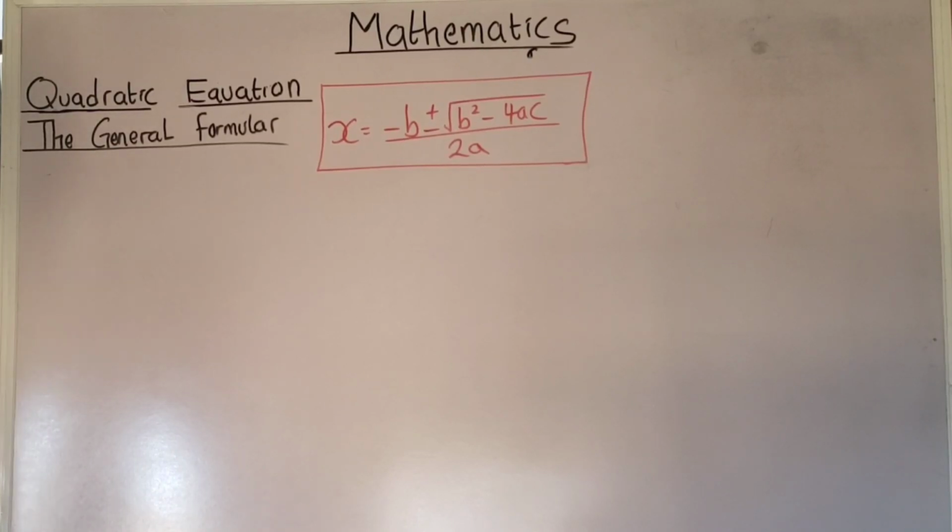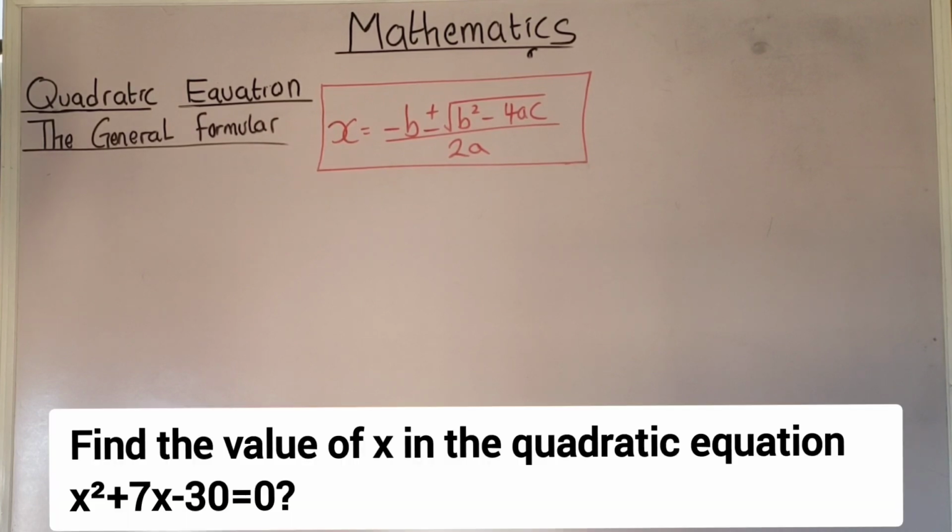In this class, we are going to learn how to solve quadratic equations using the formula method. Okay, let's start with the first question. We are asked to find the value of x in the quadratic equation x squared plus 7x minus 30 equals 0 using the formula method.